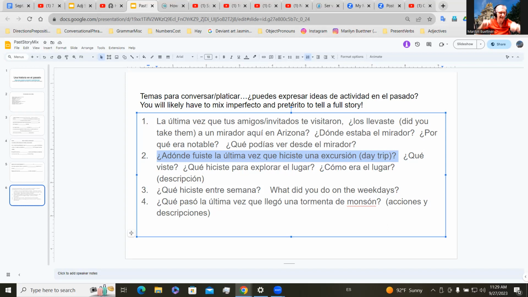Okay. ¿A dónde fuiste? La última vez. Any other last time day trip things? ¿Sí o no? Nada. Okay. Okay, we're going to leave that there. If you didn't contribute a place you went to, think about tagging that on for next time. We're going to finish these last two in our next session. Okay, see our next session.